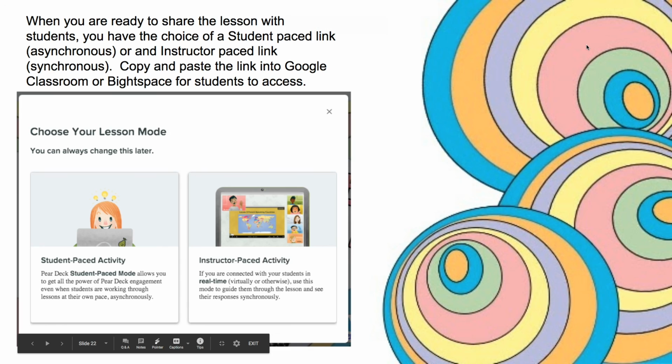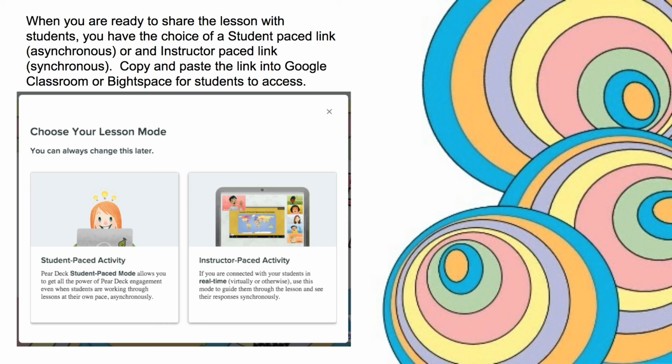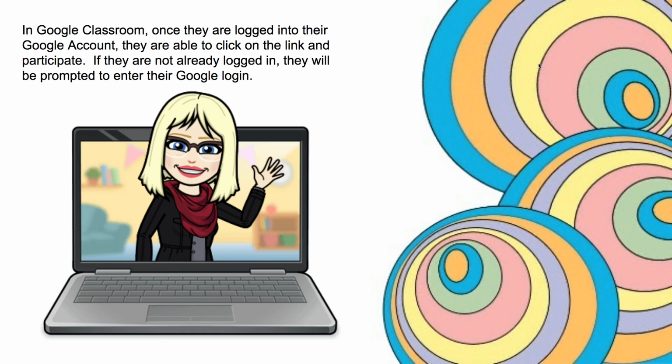All right, so when you've got all your slides created and you're ready to share that lesson with students, you have the choice of a student-paced link, which would be for asynchronous learning, or you can use an instructor-paced link for synchronous learning. And you would just copy and paste that link into the Google Classroom or Brightspace, and your students would just click on that link and away they go. So in Google Classroom, once they're logged into their Google account, they're able to just click on that link and they're ready to participate. If they're not already logged in, they will be prompted to enter their Google login.